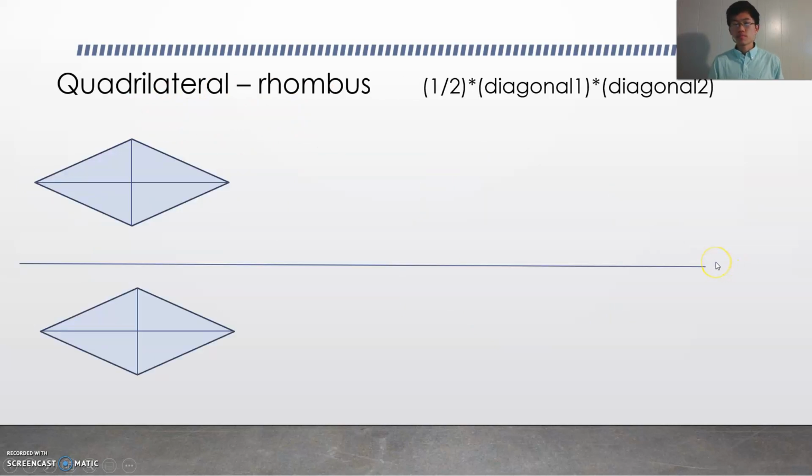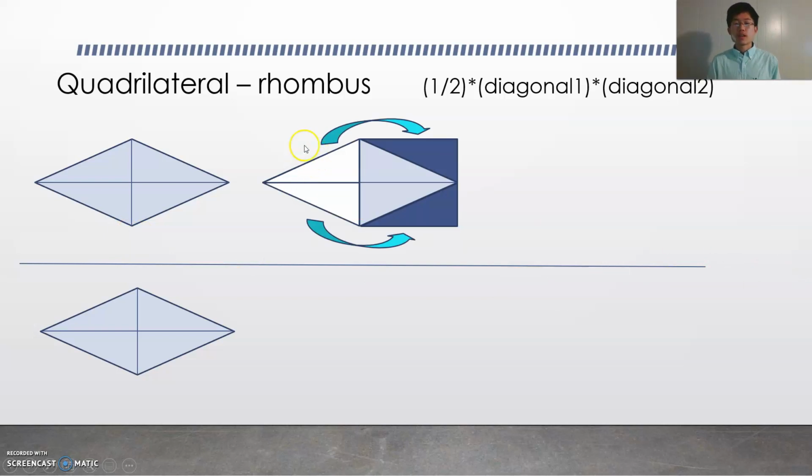What about the rhombus? The formula looks like this: half times diagonal 1 times diagonal 2. I'm just putting 1 and 2 to say these diagonals are different. That's a diagonal, another diagonal. One way you can make a rectangle is by cutting in here and then moving it to the other side. You can cut here horizontally and move the upper part to the bottom or the bottom to the upper. It doesn't matter which way you want to do it. And then you make a rectangle right here.